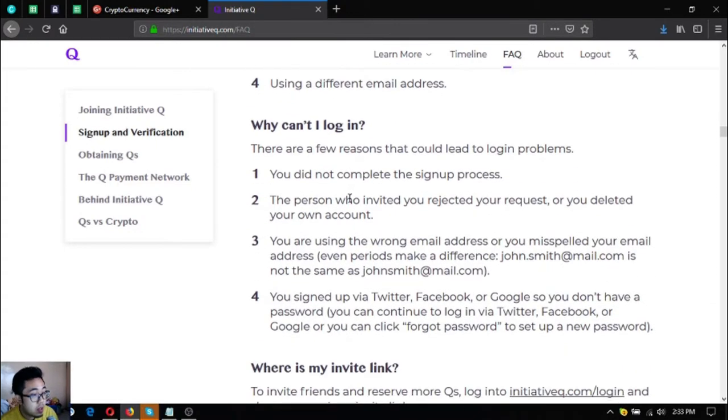Why can't I log in? There are a few reasons that can lead to login problems. Number one, you did not complete the sign-up process. Number two, the person who invited you rejected your request or you deleted your own account. Number three, you are using the wrong email address or you misspelled your email address. Even periods make a difference. john.smith@mail.com is not the same as johnsmith@mail.com. If you signed up via Twitter, Facebook, or Google, you don't have a password. You can continue to log in via Twitter, Facebook, or Google. Otherwise, you can click forgot password to set up a new password.